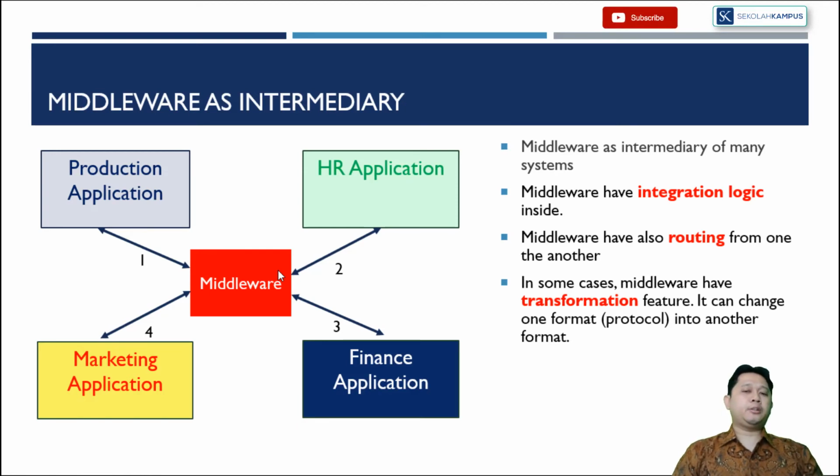So we can see that middleware is an intermediary of many systems, and maybe you have a question about how they can communicate. Okay, in the middleware they have integration logic, and also they have routing. So the middleware will route messages from one system to another system. In some cases, the middleware even has transformation features, so it can change one format or protocol into another format or protocol.